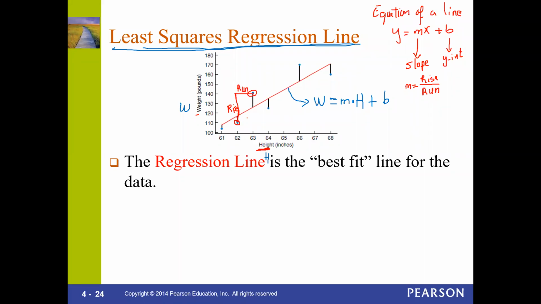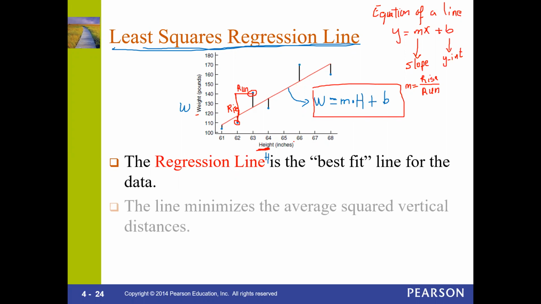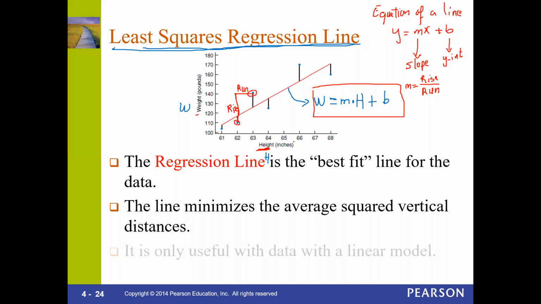In that case, the mean value will be on the regression line. Okay, and this is what I call the best fit line. So this one says the line minimizes the average squared vertical distances. That's something you can just read on your own. Okay, this is only useful for a linear model.